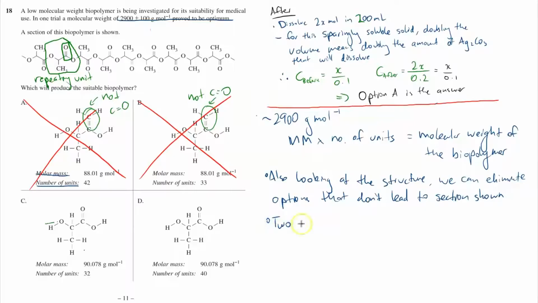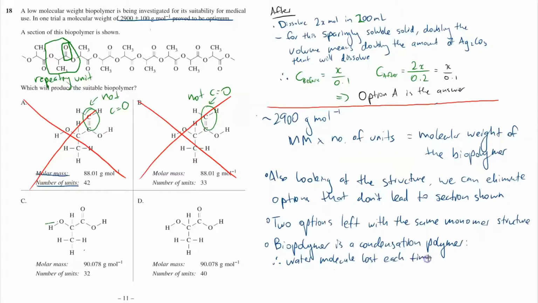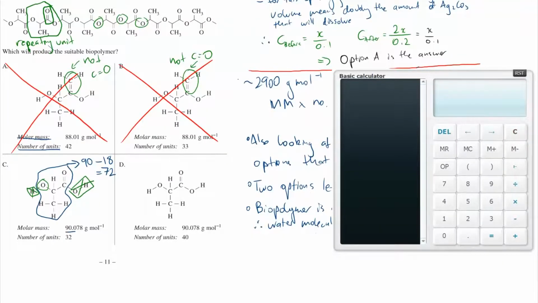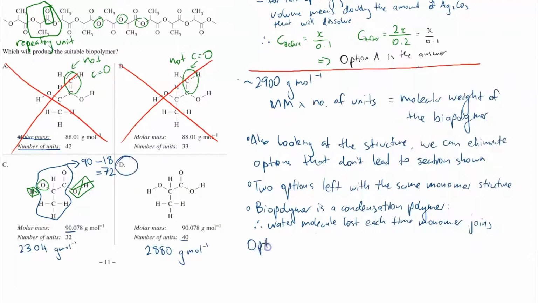This leaves us with 2 options that have the same monomer structure. However, we need to realize that this biopolymer is a condensation polymer, and each time the monomers join to form part of the chain, they will lose a water molecule. Therefore, we can subtract the mass of a water molecule from the molar mass of the monomer, 90 minus 18, to get 72 grams per mole, the mass of the repeating unit. Now we just need to know how many units are in the biopolymer, 32 or 40. Multiplying 72 by 32, we get 2,304, while multiplying 72 by 40, we get 2,880. Therefore, option D is our answer, as it lies precisely in the required 2,900 plus or minus 100 range.